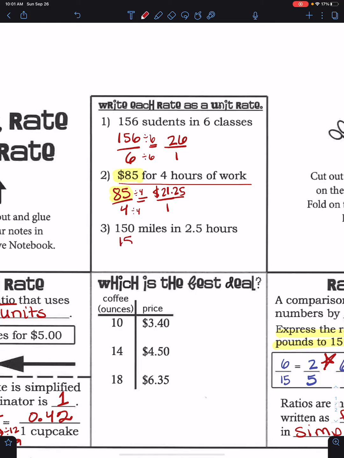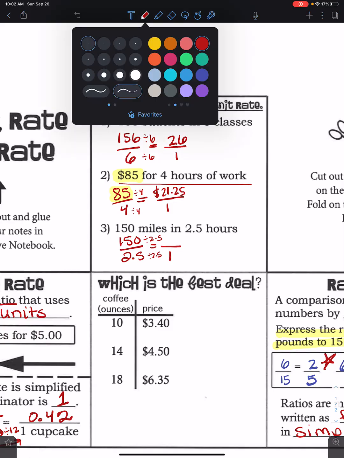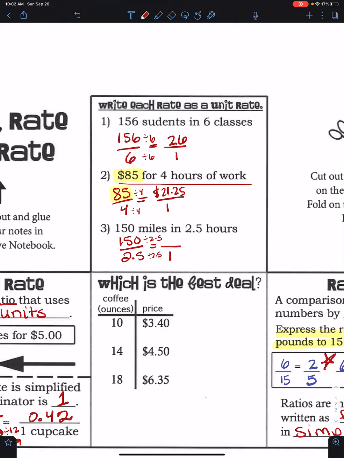And lastly, 150 miles in 2.5 hours. We want to know how far did they go in 1 hour. To do that, I'd have to divide the numerator and the denominator by 2.5. So 150 divided by 2.5 is 60. So 60 miles per hour. And you can write it like 60 miles per hour like that, or you can say like $21.25 per hour. Sometimes you'll see unit rates written that way.